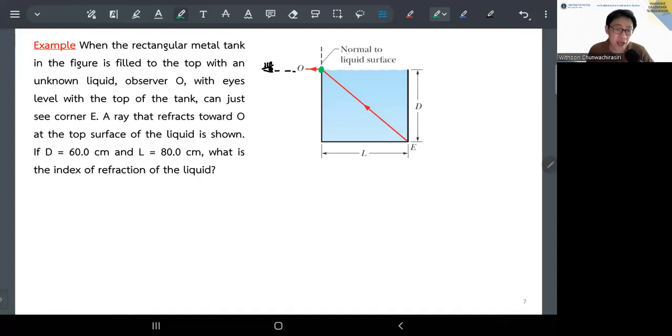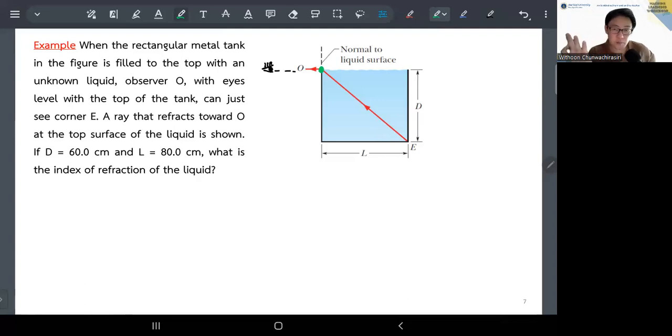Look at this one. A ray that refracts toward O at the top surface of the liquid is shown. So the red ray that you are seeing here is exactly the beam of light that eventually hits the observer's eyes. If the dimensions of the tank are given, what is the index of refraction of this liquid? Can you try? What do you think?